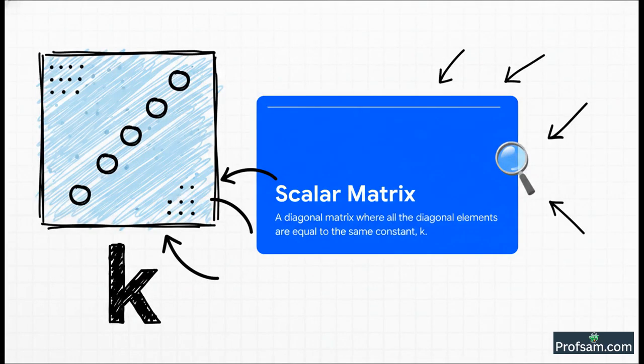Now, let's get even more exclusive. A scalar matrix is a special kind of diagonal matrix.